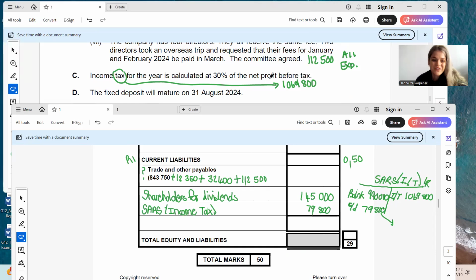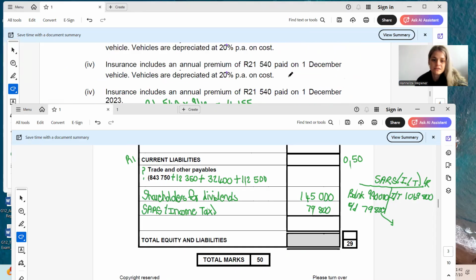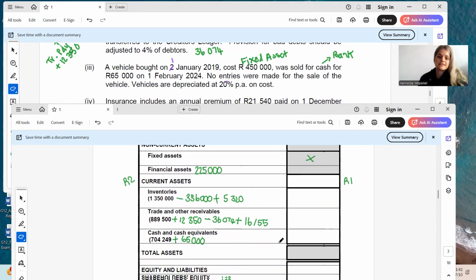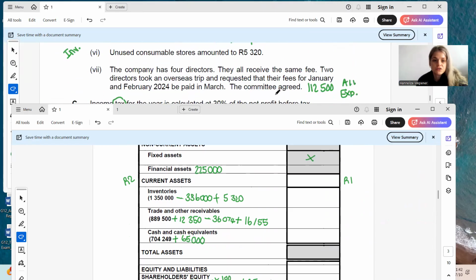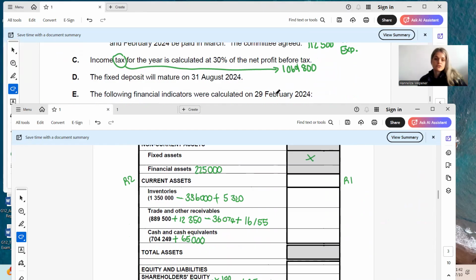Okay, right. The fixed deposit will mature on the 31st of August. So let's go. What is my fixed deposit? Did I include it here already? Yes, I did. Okay, so the fixed deposit will mature on the 31st of August. That is 6 months after my current financial year end. And remember that whenever a fixed deposit matures within the next 12 months, so the 12 months following your financial year end, it's no longer considered a financial asset. It's no longer a non-current asset. It then becomes part of your cash and cash equivalents. 225,000.